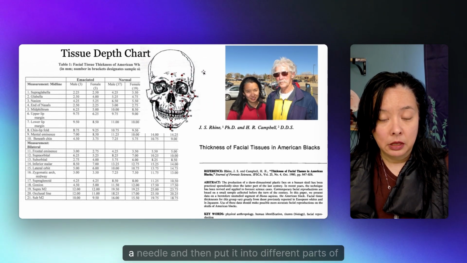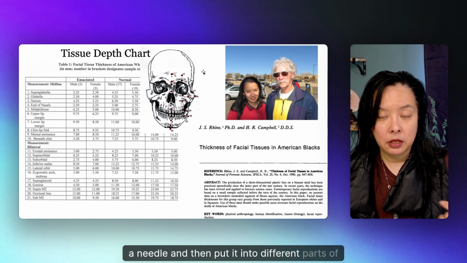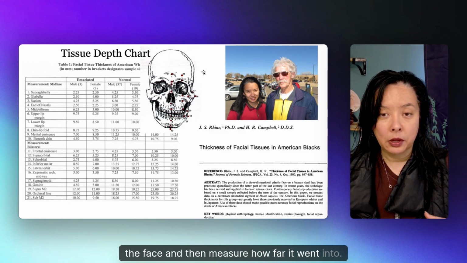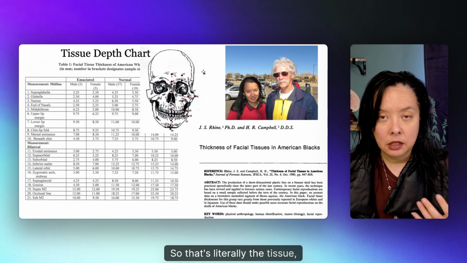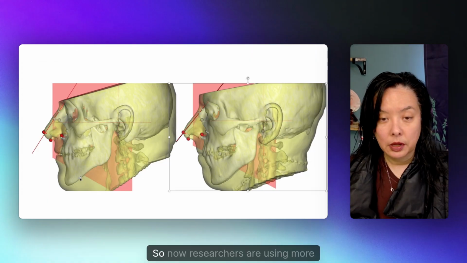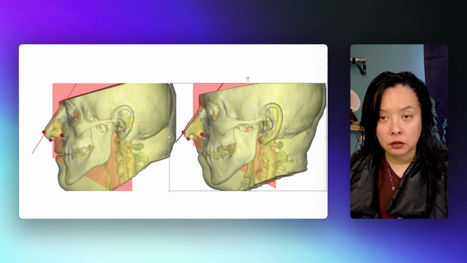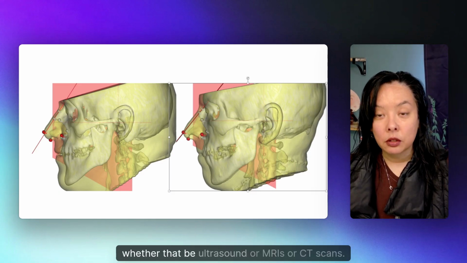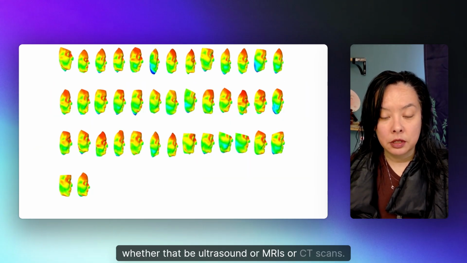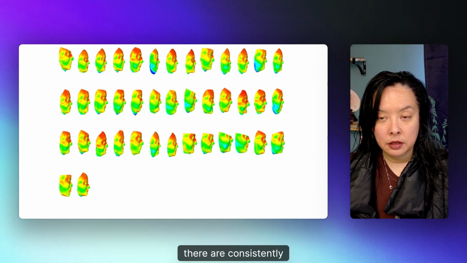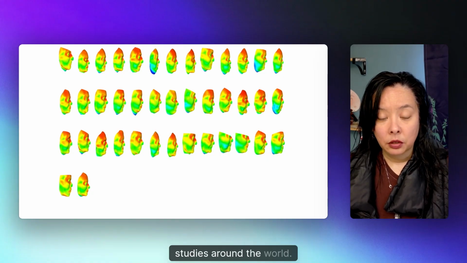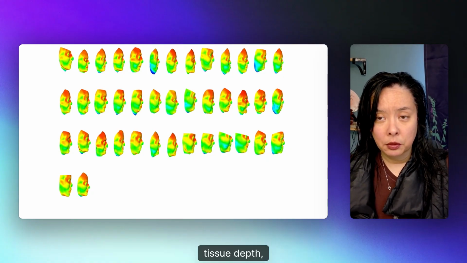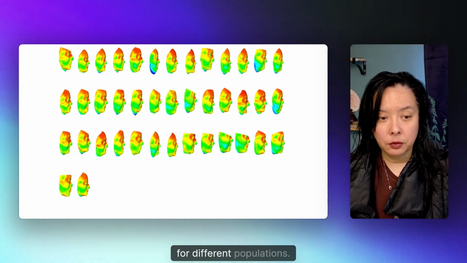So they would take a needle and put it into different parts of the face and then measure how far it went in. So that's literally the depth of the tissues. Now researchers are using more advanced methods to get tissue depth measurements, whether that be ultrasound or MRIs or CT scans. There are consistently studies around the world of different tissue depth averages for different populations.